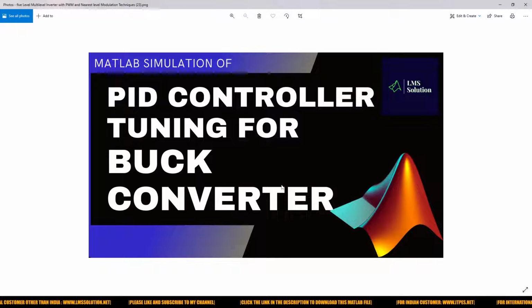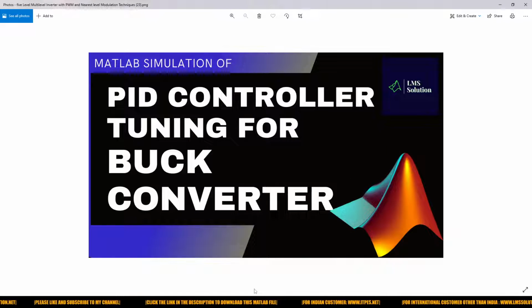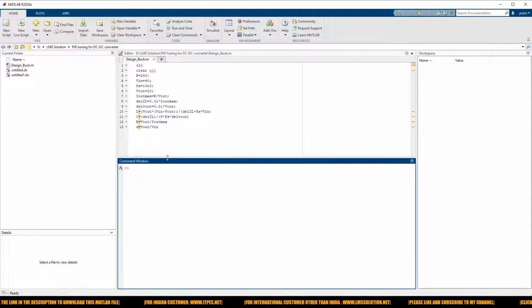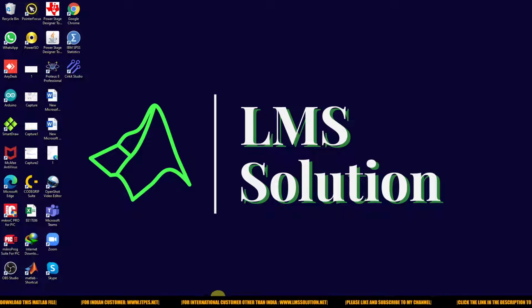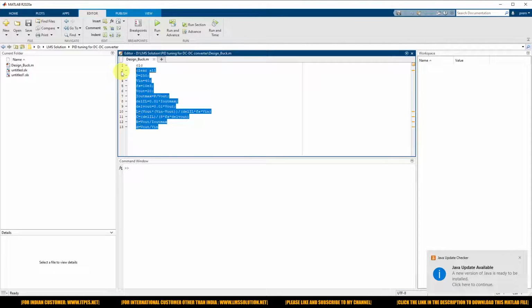So first I am going to start with designing of that buck converter, that means designing of L and C value for the particular rating, right? So I'm starting with that process. So here you can see these are the design equation details for that buck converter.